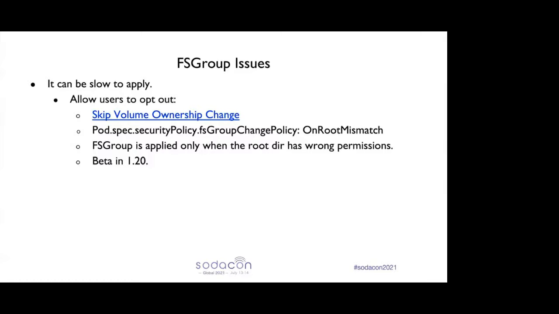However, there are problems with FSGroup. It can slow down the pod's startup time. If there are lots of files on a volume, Kubernetes will do a recursive change of all files on the volume every time the pod starts. So we introduced this skip volume ownership change option, so a user can opt out by setting a flag in the pod security context, so that FSGroup will only be applied the first time the pod starts to get the right permissions. And after that, pod starts will be fast. This feature is beta since 1.20.